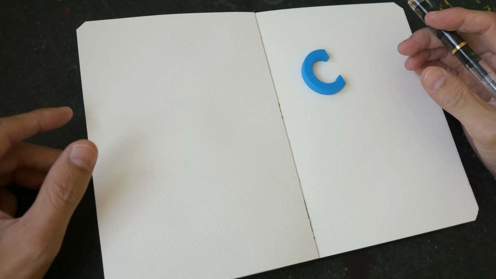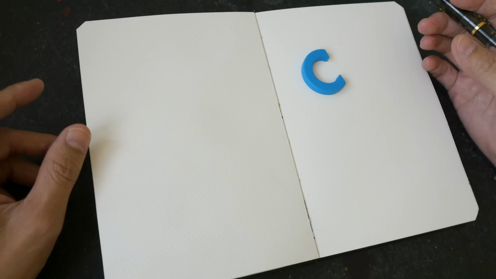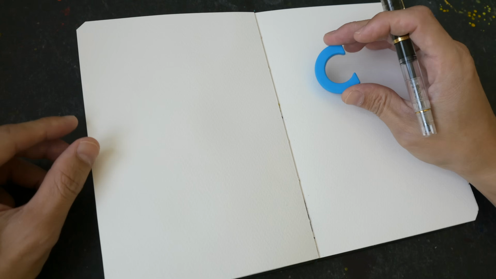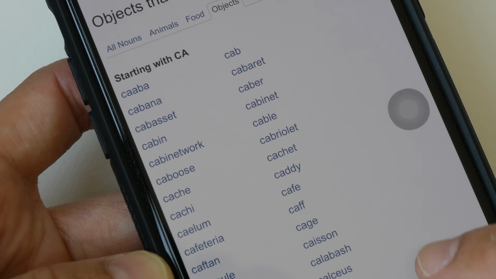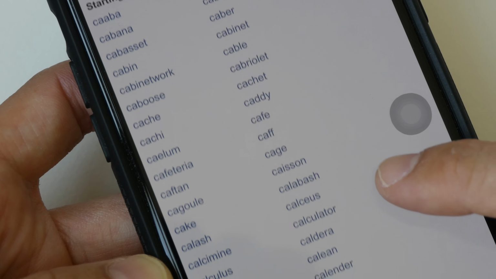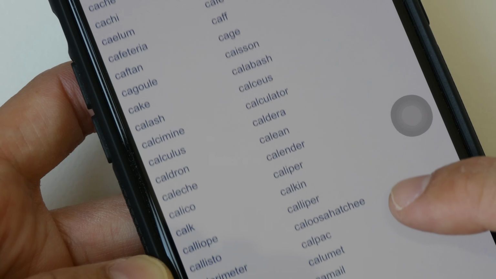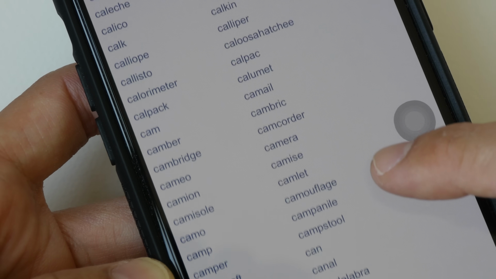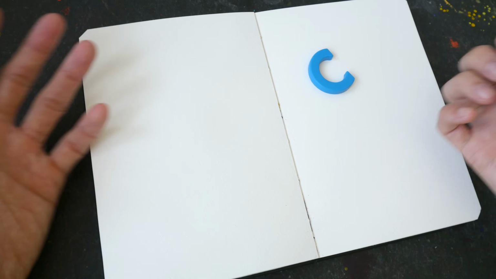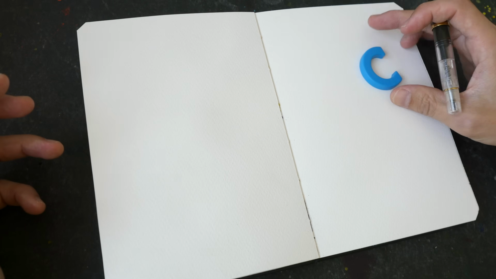So for this video, we're going to draw something or some things that start with the letter C. There are actually many websites online that have this whole list of things that start with certain letters. So you can draw animals, you can draw objects, names of places, or you can draw singers or actors with their names starting with letter C.